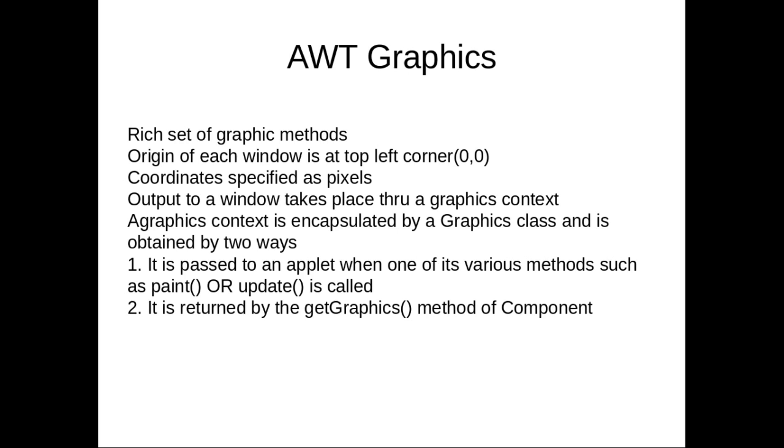Output to a window takes place through a graphics context, and a graphics context is encapsulated by the Graphics class and is obtained in two ways. When we discuss examples, this will be clear. It is passed to an applet when one of its various methods such as paint or update is called, or it is returned by the getGraphics method of Component.